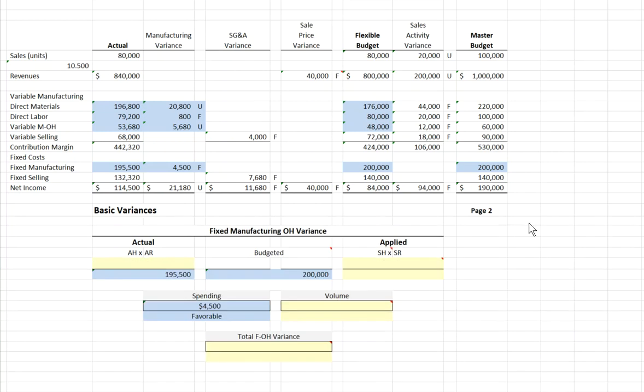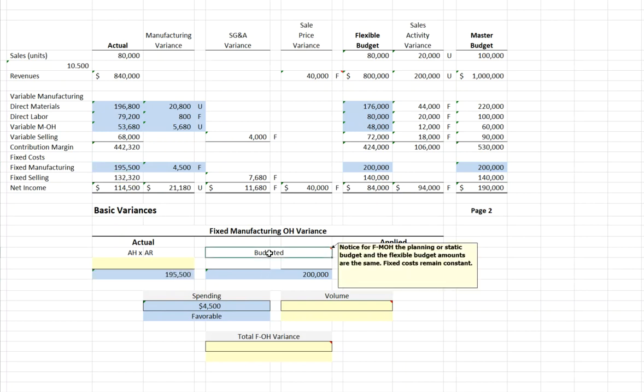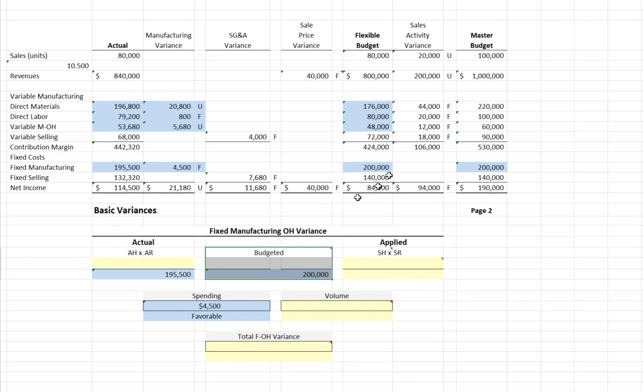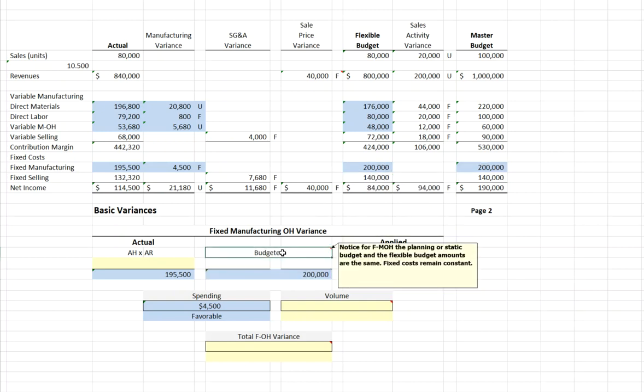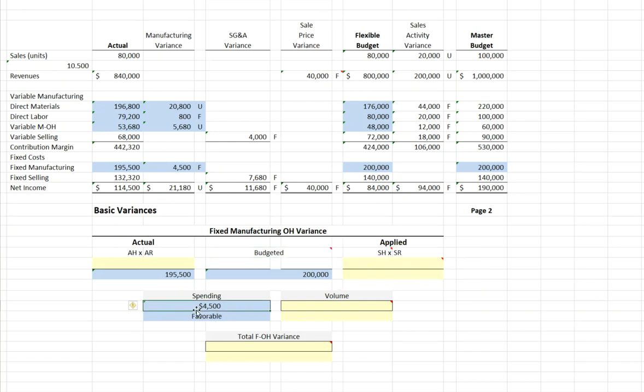Let's go ahead and pick up and calculate our fixed manufacturing overhead variances. Again, one of the things we start with, of course, is our actual fixed manufacturing overhead cost. And then for the center column, this can either be our flexible budget amount or our static budget amount, because they are one and the same. So 200,000. The difference between the two, we spent 4,500 less than expected, so we have a favorable spending variance.